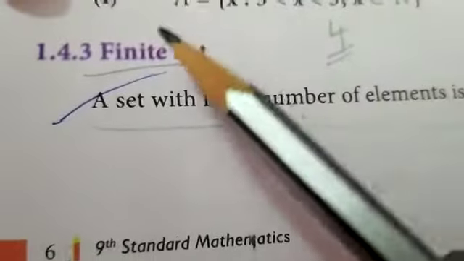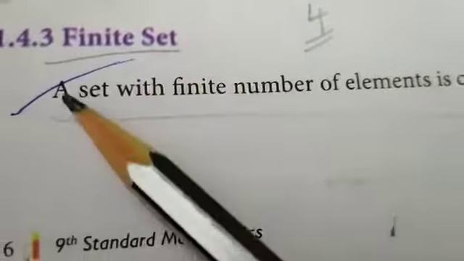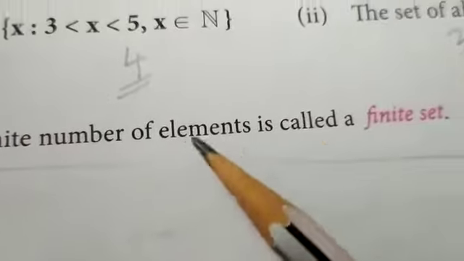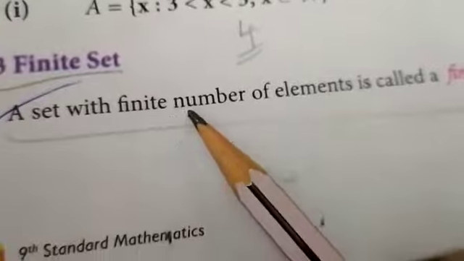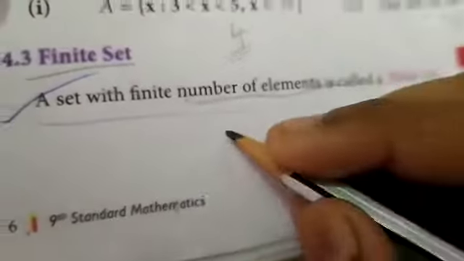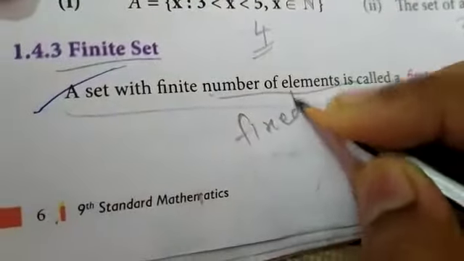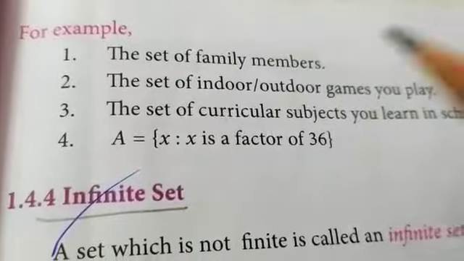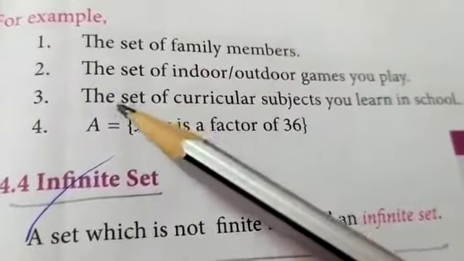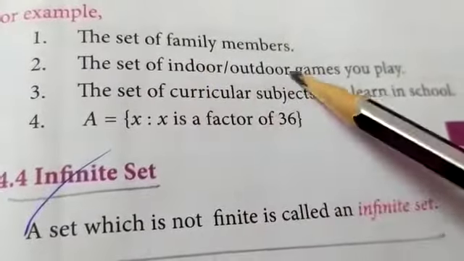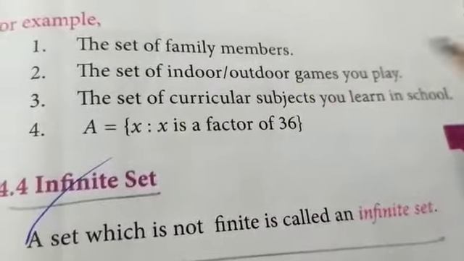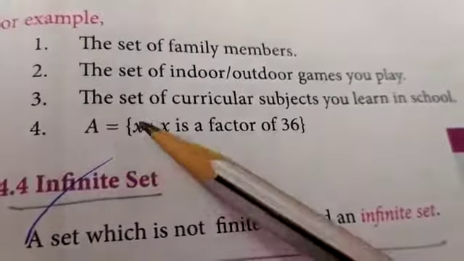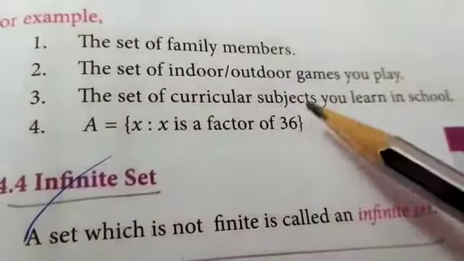Our next subtopic is finite set. A set with a finite number of elements is called a finite set. That is, the number of elements will be fixed in this set. So, for example, the set of family members, the set of indoor or outdoor games you play, the set of curricular subjects you learn in school, and A equal to x, where x is a factor of 36.